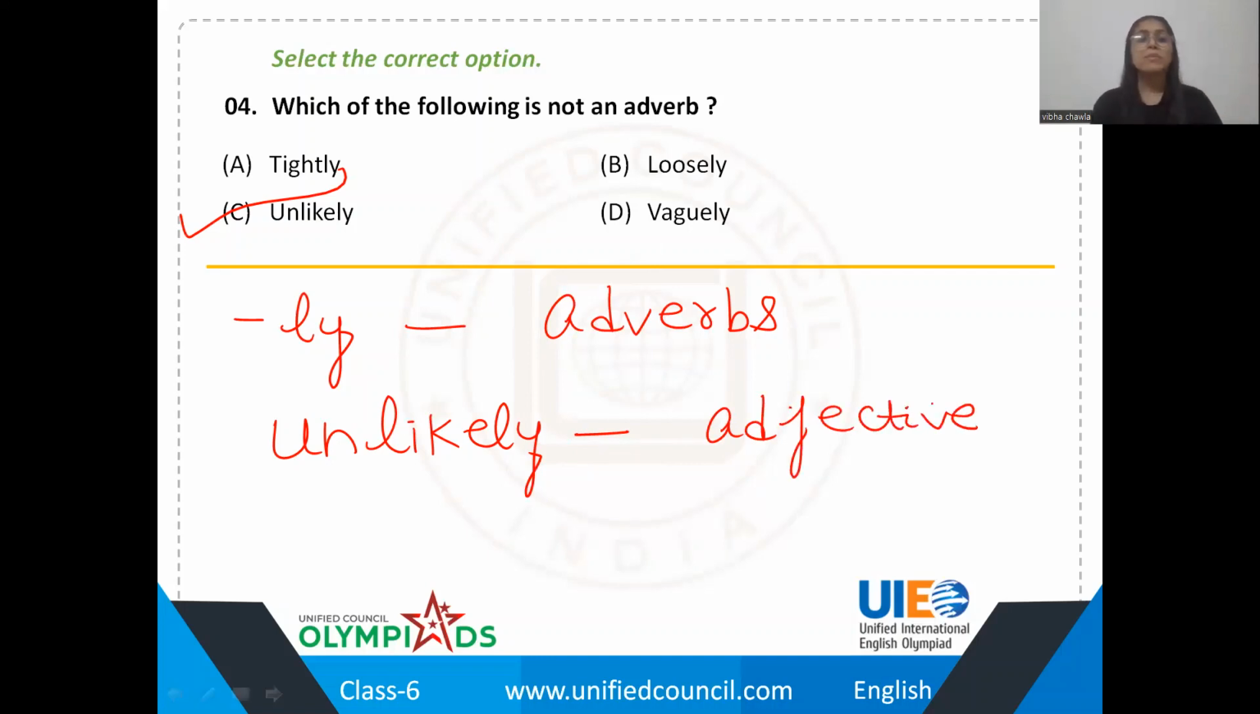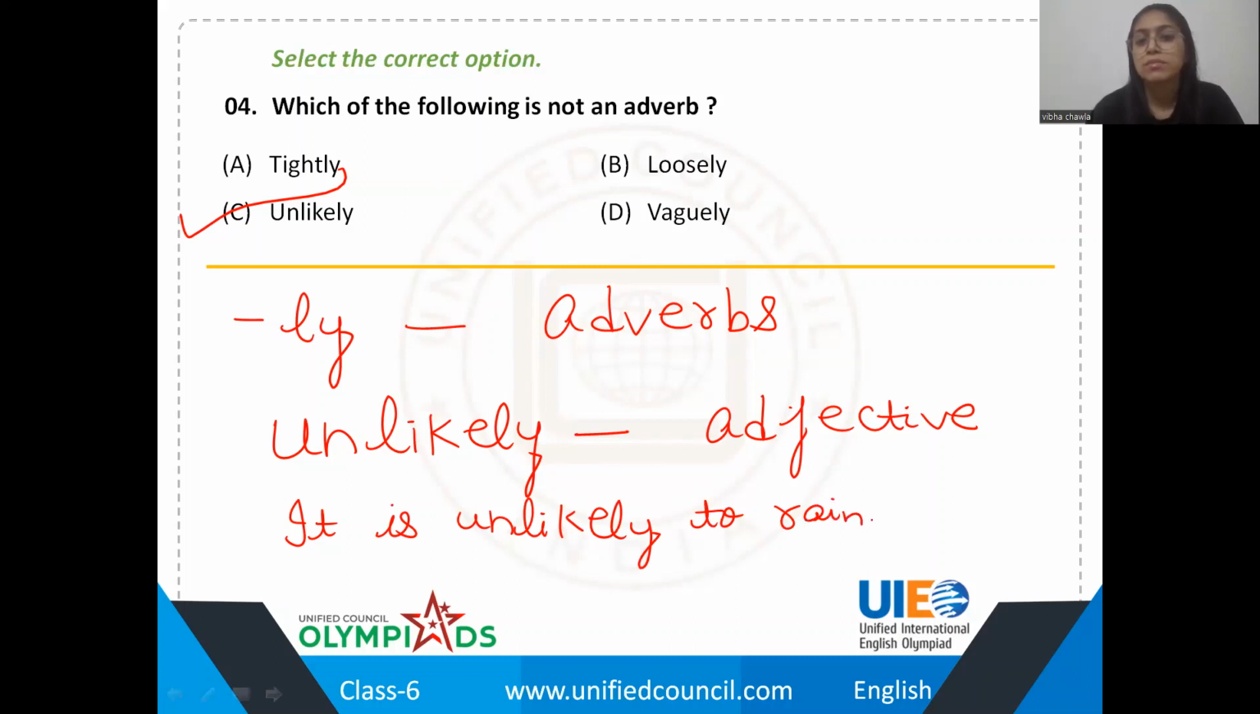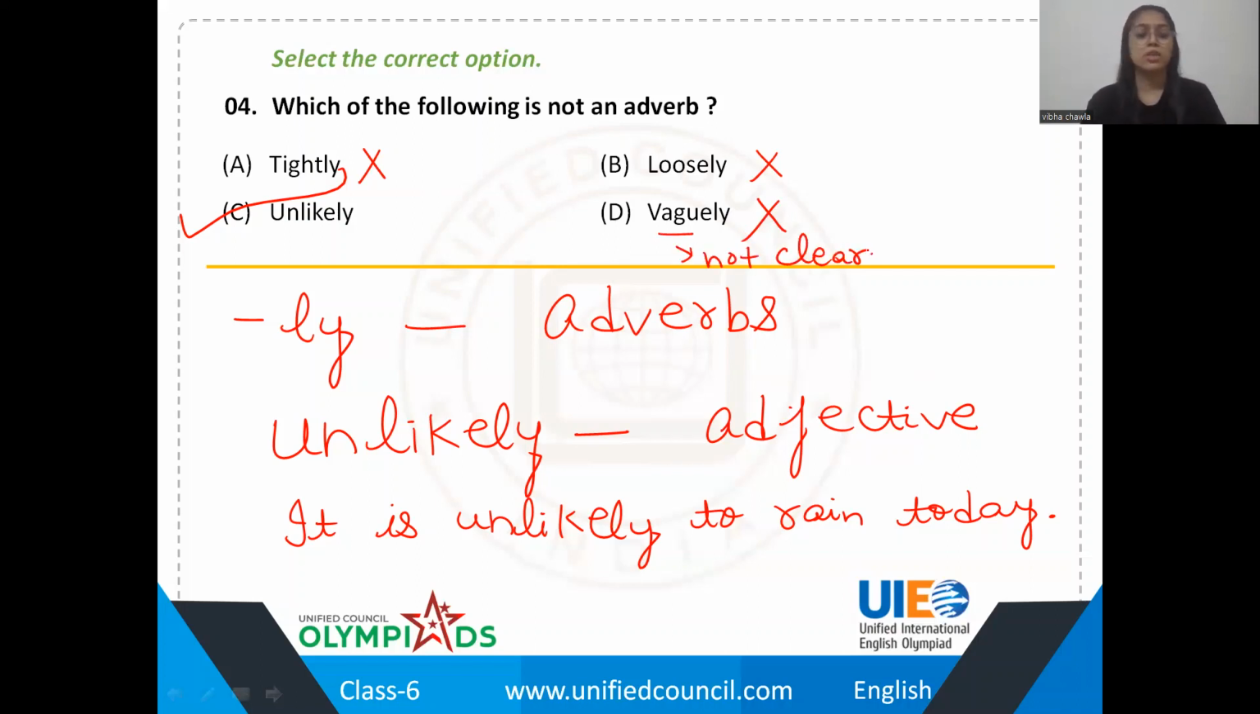Unlikely means, whenever you want to say that there are very little chances of something happening, you can say it is unlikely to happen. For instance, I can say it is unlikely to rain today, as there are no more clouds in the sky. If I talk about tightly, loosely, or vaguely, all of these are adverbs. Vague means not clear. So vaguely means in a way that is not clear.